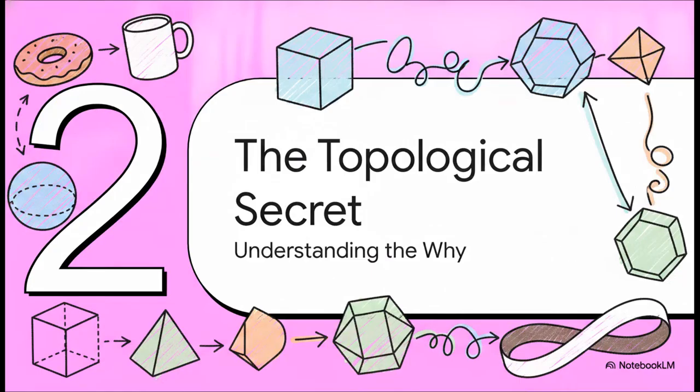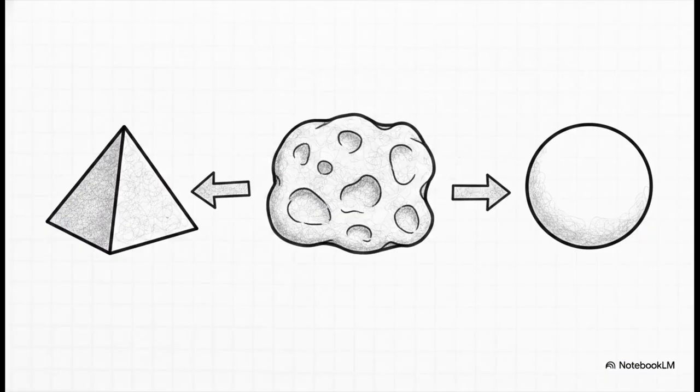Section 2. The topological secret. Understanding the why. So knowing the formula is great and all, but we really need to understand the why behind it. This deep relationship actually relies on a pretty mind-bending, kind of squishy mathematical concept called topology. Specifically, the idea that all of these shapes can be continuously deformed into a sphere. Like, imagine your cube or your pyramid is just made out of perfectly moldable clay. Topology doesn't really care about rigid edges.